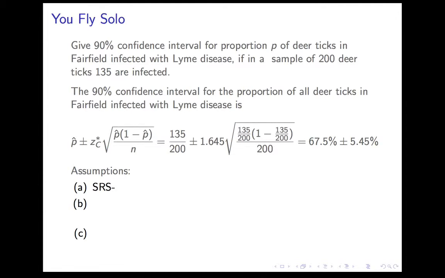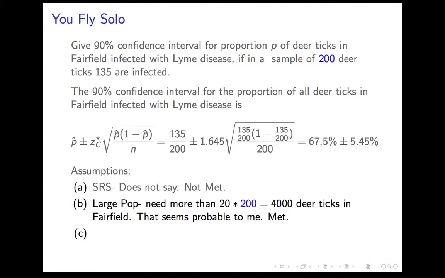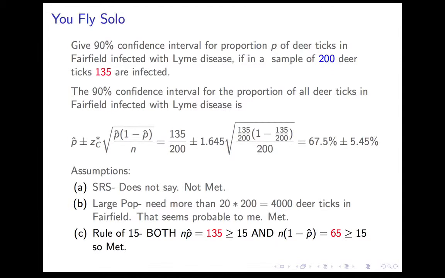Let's check our assumptions. Simple random sample, it doesn't say, so it's not met. Large population, we'd need there to be more than 20 times 200, which is 4,000 deer ticks in Fairfield. Population was deer ticks. You have to be clear on the population to check this. Seems likely to me there are lots of deer ticks out there, so I would assume that's met. If you're not sure, you can always say we'd need there to be more than 4,000 deer ticks in Fairfield, and I would know you had done it right. Rule of 15, we need both the number of successes, which is 135, and the number of failures, which is 65, to be more than 15. They both are, so that's met.